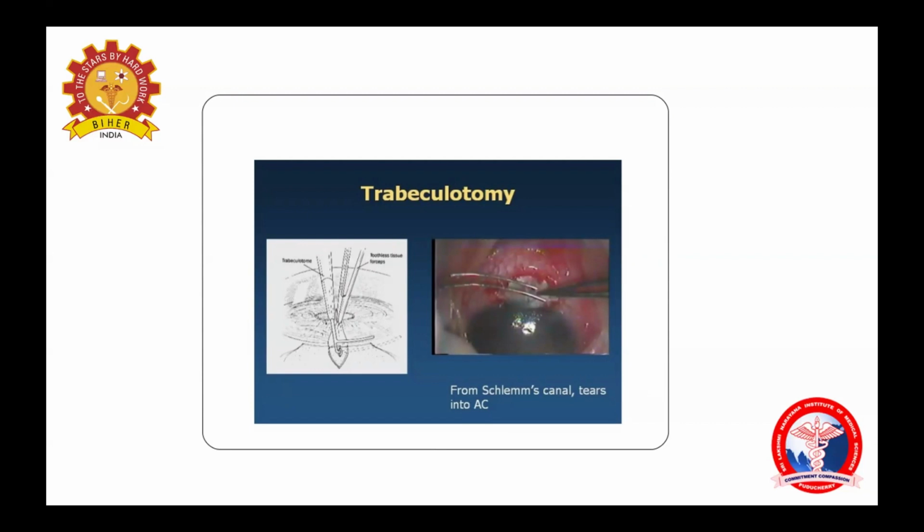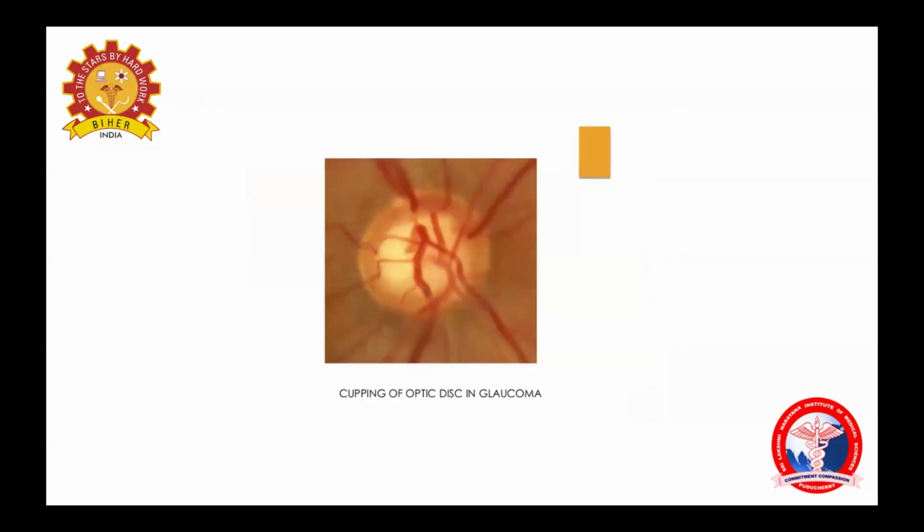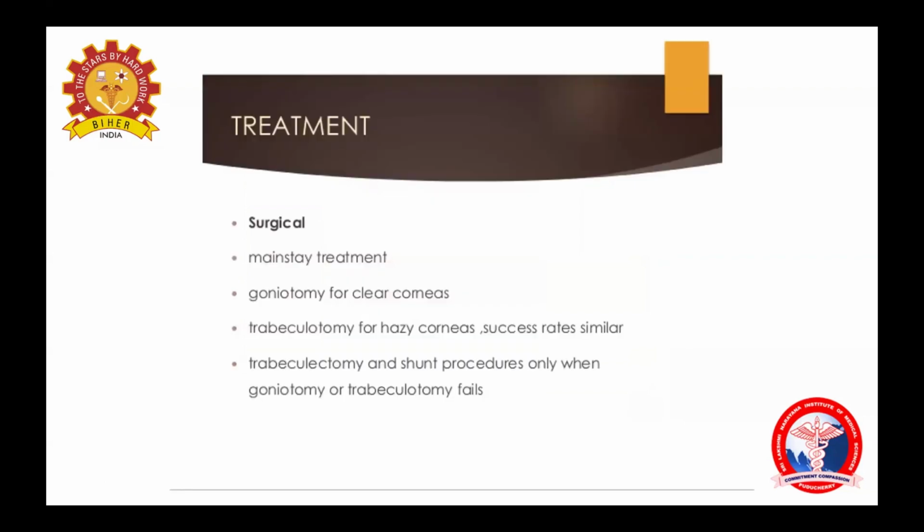A schematic diagram of how a trabeculotomy is done. And this is a picture of an implant, which is placed in the sclera, and you can see the tube coming into the anterior chamber. This is an aqueous drainage device, mostly an Ahmed glaucoma valve. This is a picture showing cupping of the optic disc in glaucoma.